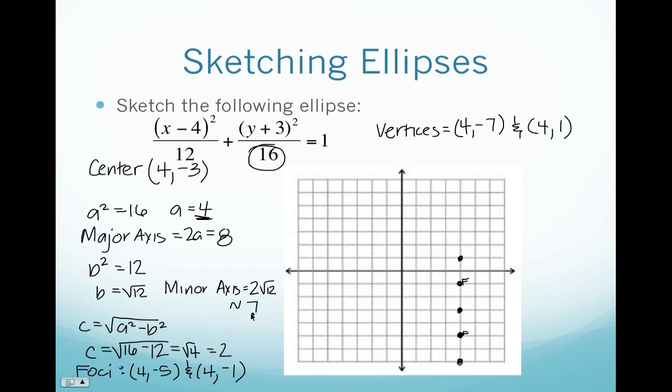So we know half of this, 3.5, is going to be in one direction. So if we have 4, we're going to go over about 3.5 units. So here is the other vertex of our minor axis, and over here, 3.5 over here. So now we're going to draw our ellipse.